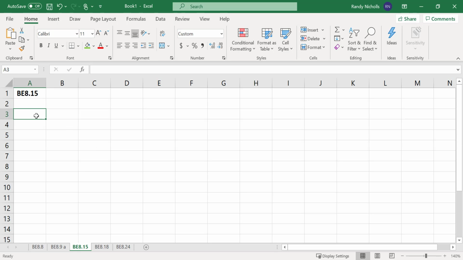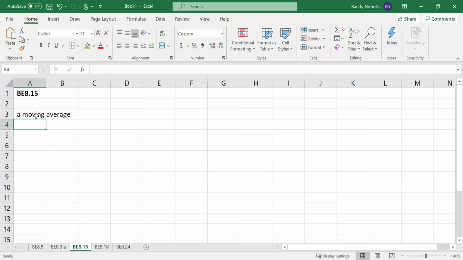Hey all, as promised, here is a walkthrough of brief exercise 8.15. Again, this is another example of tracking inventory using a perpetual system, which is the only one we need to be responsible for. We've got part A, which asks for moving average, and part B looks for FIFO, so the same transactions. So again, A is moving average.